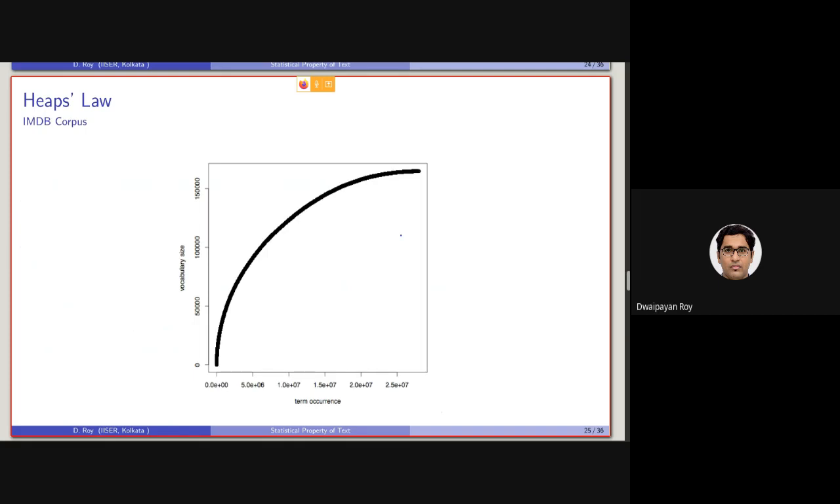So the plot would look like this if we plot Heaps' law on the same IMDb dataset. Here, on the x-axis, we are plotting the term occurrence, that is the count, and here the size of the vocabulary. First, we can see the vocabulary size starts from zero. It is increasing at a rapid speed, and after a certain time, after say this portion, the slope becomes less prominent. By the end, if we keep on growing, at some time it will be almost parallel to the x-axis, but it will never be exactly parallel to the x-axis. Why?